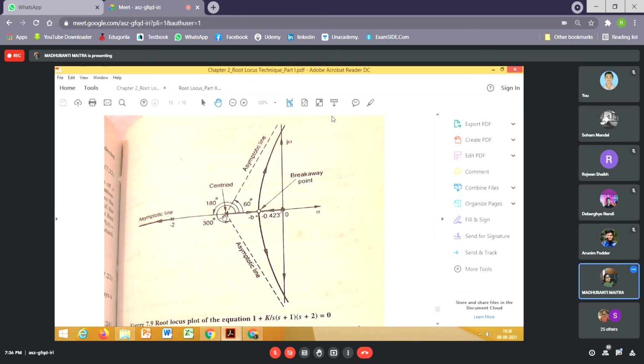Now you see, this is our centroid, minus 1, and we have drawn the asymptotes. This is the asymptotic straight line having an angle of 60 degree. This is the asymptotic straight line having an angle of 180 degree, and this is the third asymptotic straight line having an angle of 300 degree. You see the asymptotes are symmetrical about the real axis, right? So as k increases, one root branch will tend towards infinity along these straight line asymptotes. Can you follow?